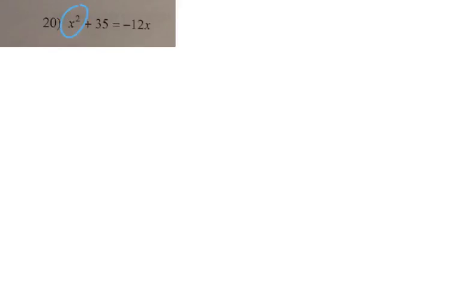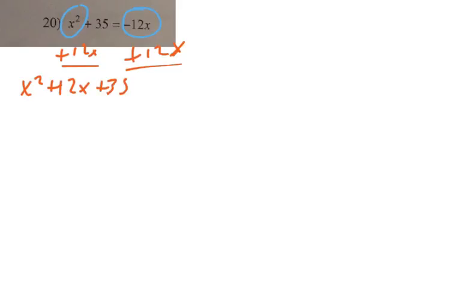Notice we have the x squared, but the minus 12x is in the wrong position, isn't it? So we're going to start by adding 12x to both sides. And now we have x squared plus 12x plus 35 equal to 0, since minus 12x plus 12x would be 0.